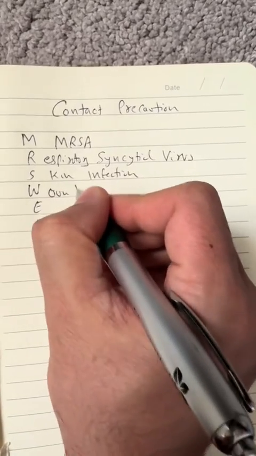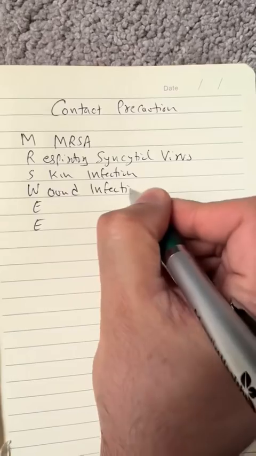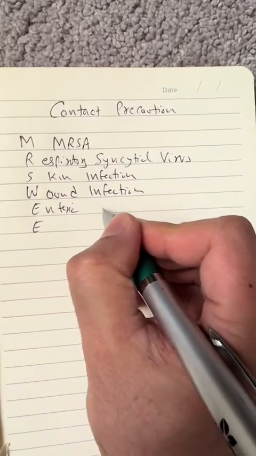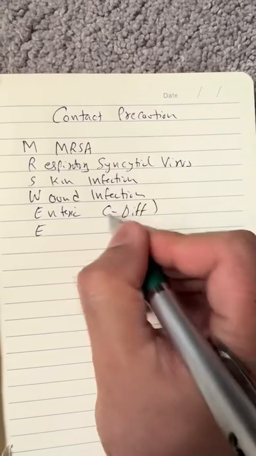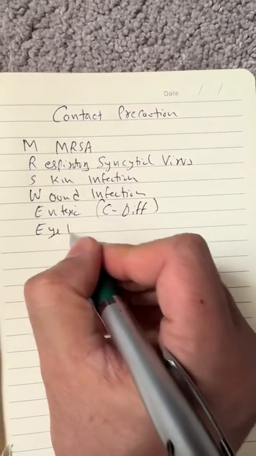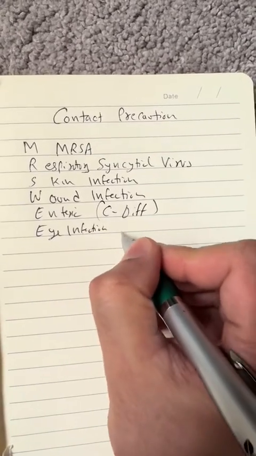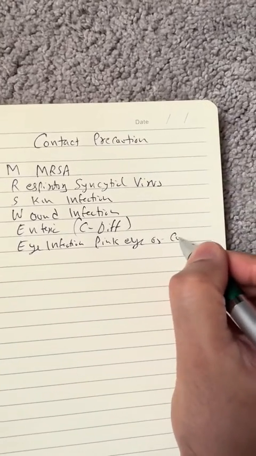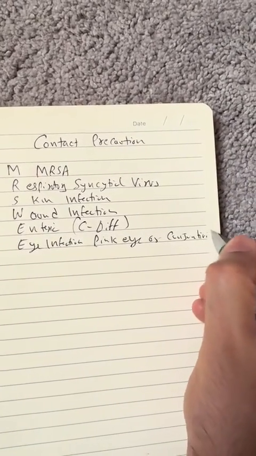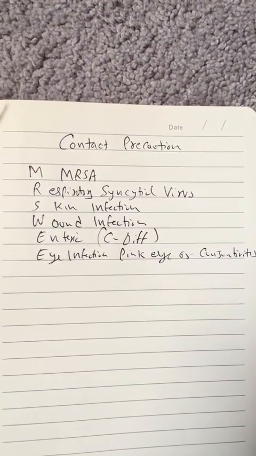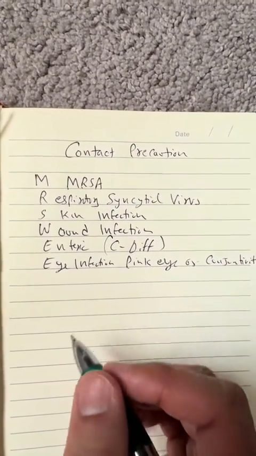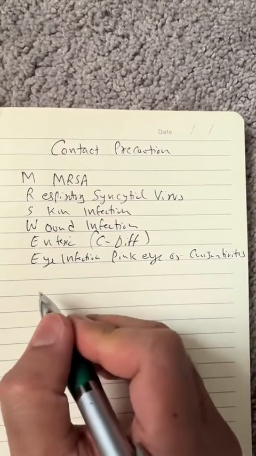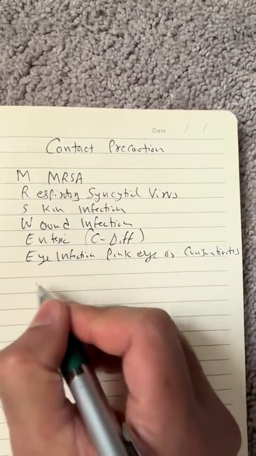W for wound infection. E for enteric, like C. diff, and another E for eye infection, like pink eye or conjunctivitis. So you must know what comes under which category. You must always wash your hands with soap and water when you are taking care of contact precaution.